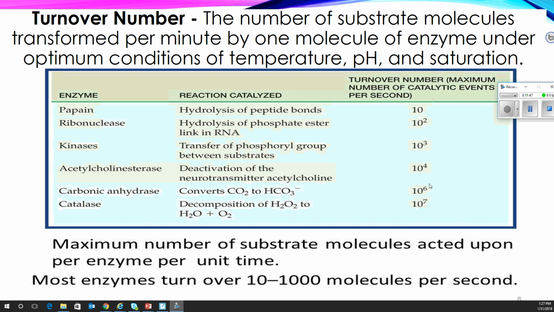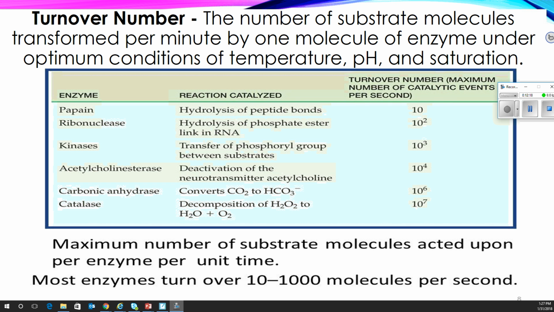This number is how it would be demonstrated. So if we have papain, which is the hydrolysis of a peptide bond, the turnover number is 10 per second. So it moves pretty fast. Look at this one down here. Catalase will decompose hydrogen peroxide to water and oxygen, 10 to the 7th times per second.